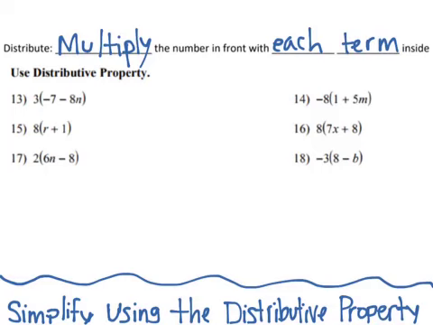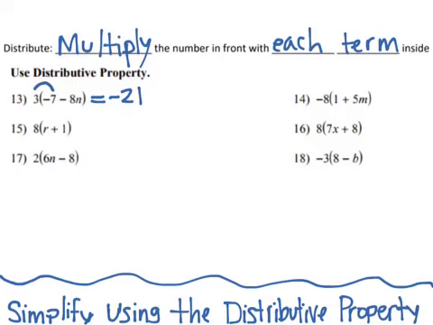So if we look at number 13 here, we have 3, and we're going to distribute that, so multiply it by each term inside. We have a negative 7 as a term, and we have a negative 8n as a term. So we're going to multiply by both of those. First thing is we multiply 3 times negative 7, which gives us negative 21, because a positive times a negative is a negative. 3 times 7 is 21, so negative 21.